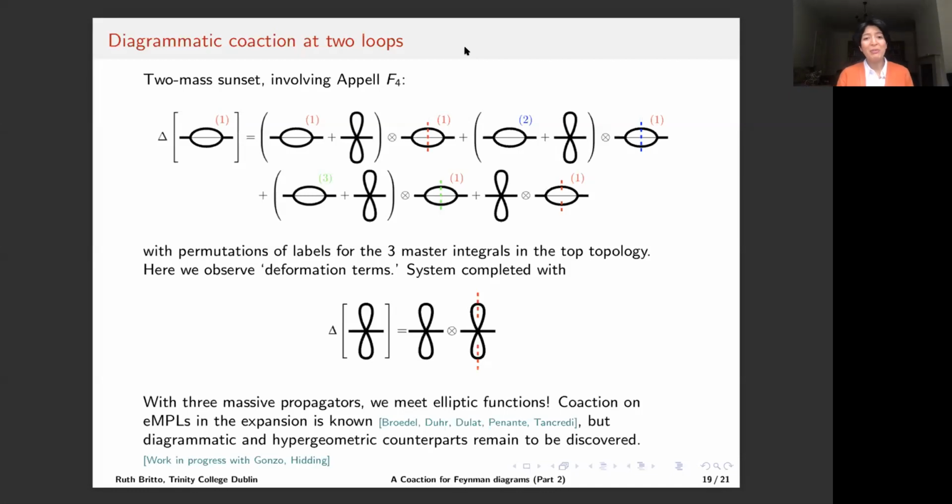Diagrams, of course, you can play with different combinations, but when you actually evaluate them, it's quite a mess to work with. And the hypergeometric counterpart is also complicated because with the work we've done so far, we really depend on being able to expand the exponents around integer values. So this is work in progress with my students, Ricardo Gonzo and Martijn Hidding.